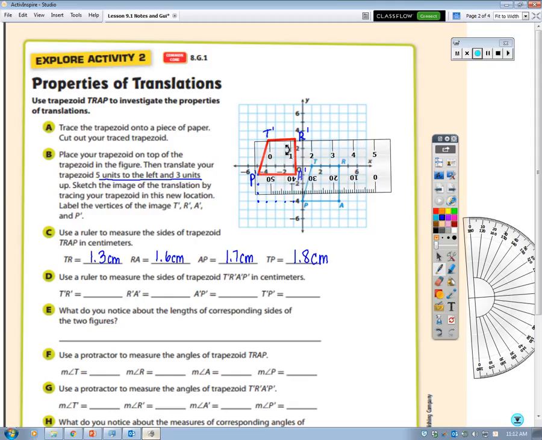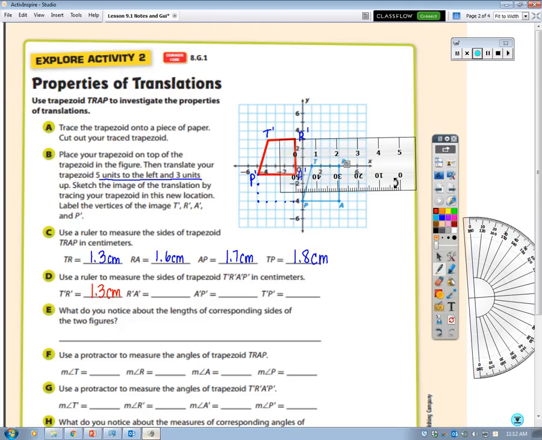I'm going to move this over just a little bit. Try and line these up. Okay, and so I'm going to measure that. Looks like I'm about at 1.3 again for T prime R prime. So that side length is the same. Can you make a guess on what all these side lengths are going to be like?